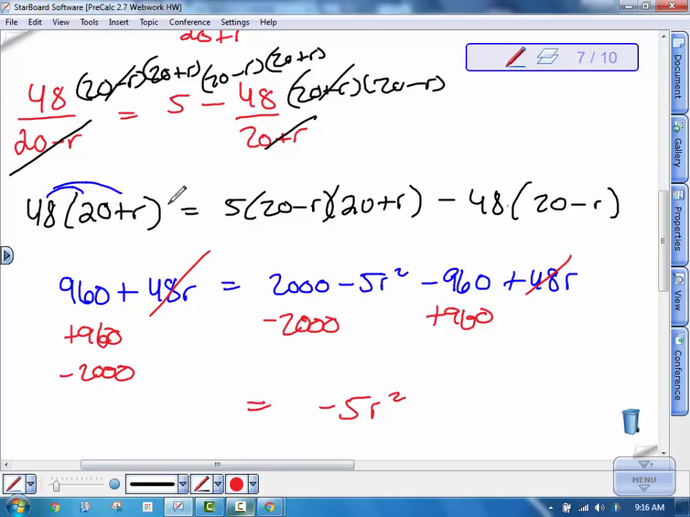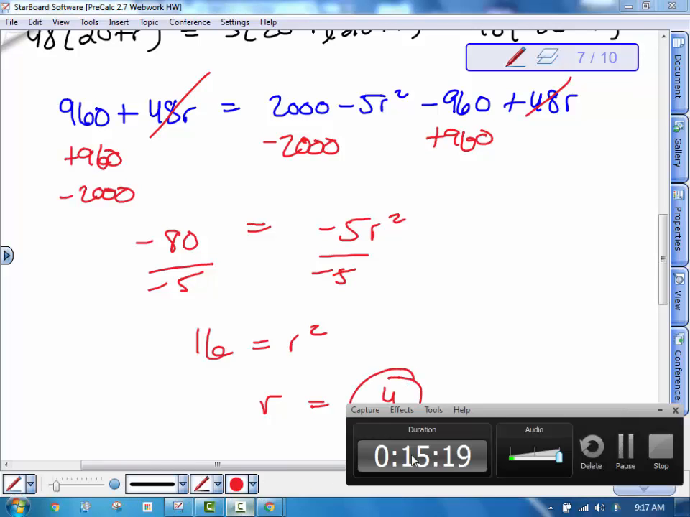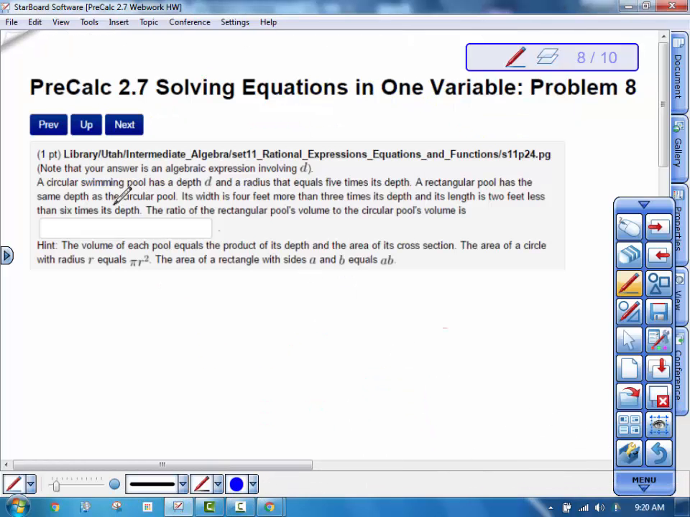Which is negative 80. And then I can divide by negative 5, and that gives me 16. So r equals plus or minus 4. We just asked for the speed, so it doesn't matter what direction the current is, so we go with just 4. Okay, the next problem has a circular swimming pool.